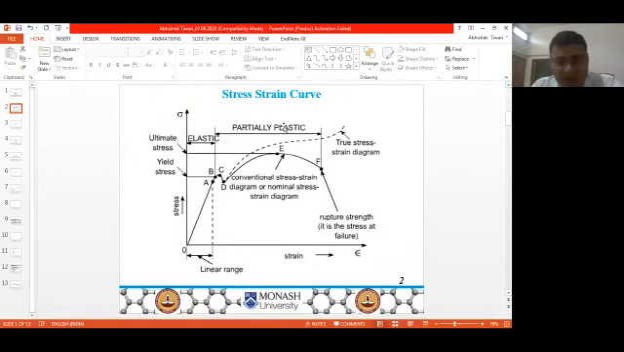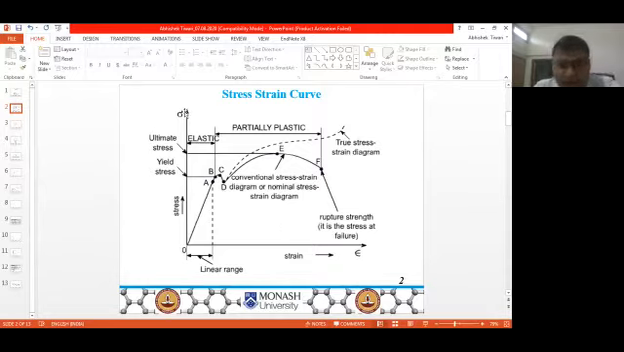So, this is a typical stress strain curve. When we have a tensile specimen and we apply a tensile load on the specimen, then as we apply load, the specimen elongates, and it can elongate elastically first and then plastically. So before I start the stress strain curve, what is stress and what is strain?